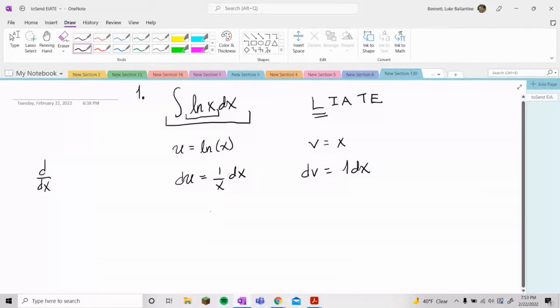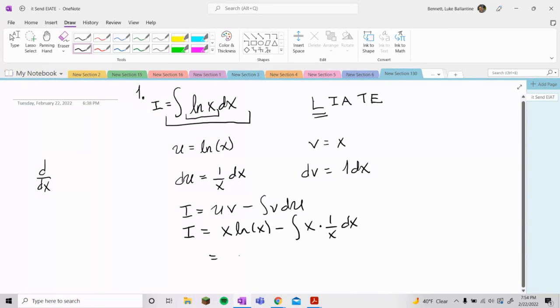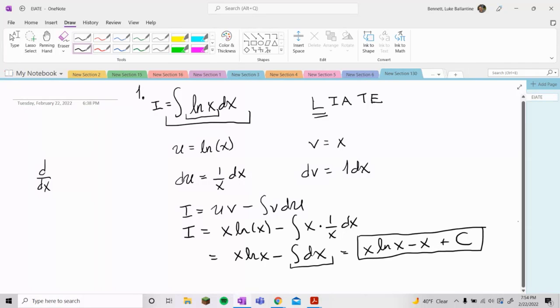So then our formula is uv minus the integral of v du. I'll use this for I. So I is equal to x ln x minus the integral of x times 1 over x dx. So this is x ln x minus the integral of dx, which is just the integral of 1 dx. So this is x ln x minus x plus c. Okay?